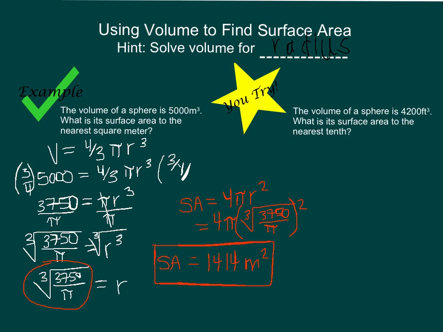Alright, so this one was definitely the most difficult out of all the problems we did. So take your time, try this problem over here. It tells you the volume, and it wants you to find the surface area. So you're going about it exactly the same way. So I'll see you guys tomorrow.